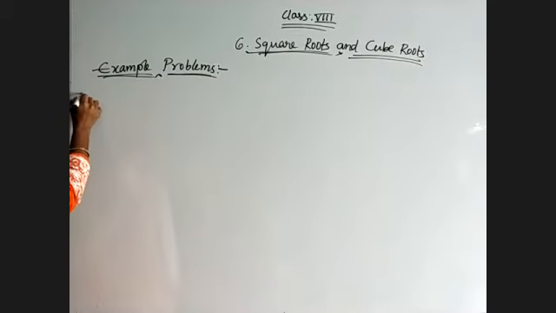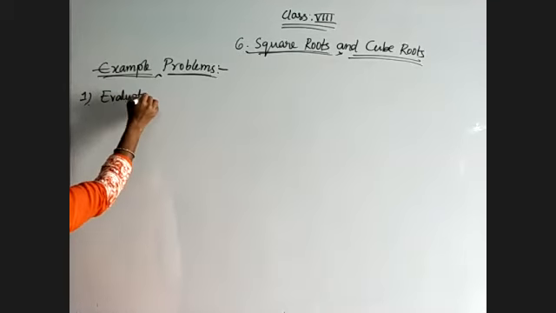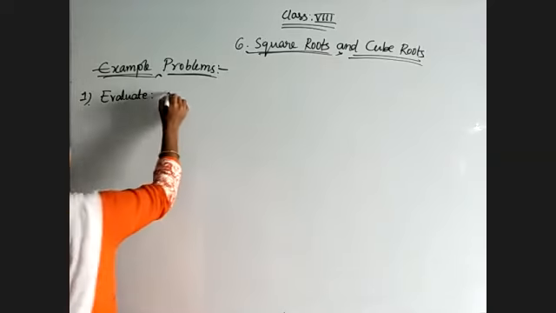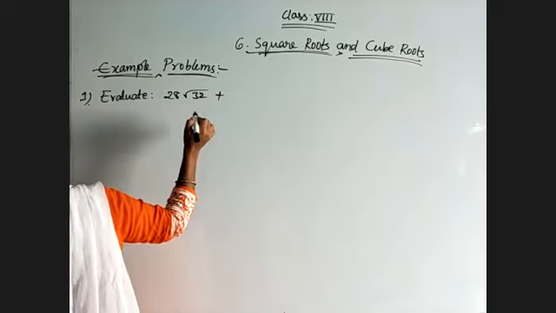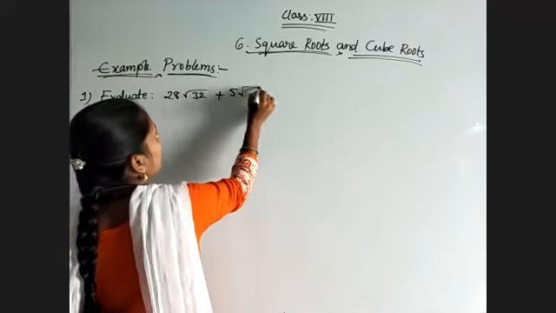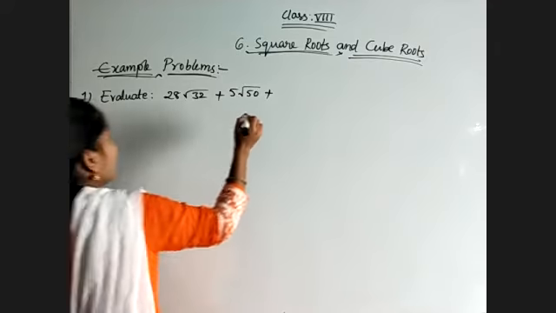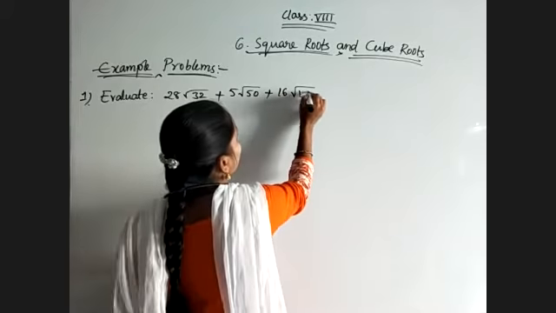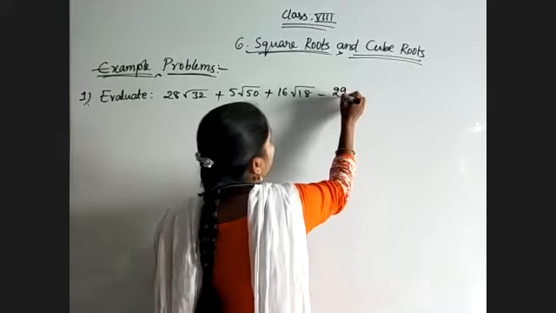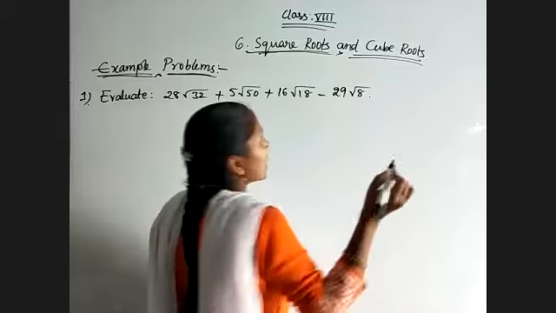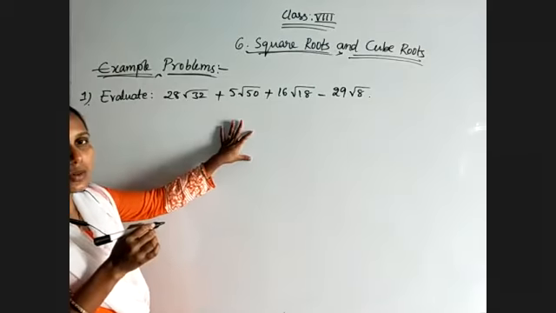Suppose I have root 28 root 32 plus 5 root 50 plus 16 root 18 minus 29 root 8. Actually, these are terms under roots. Now we will see how to simplify this question.